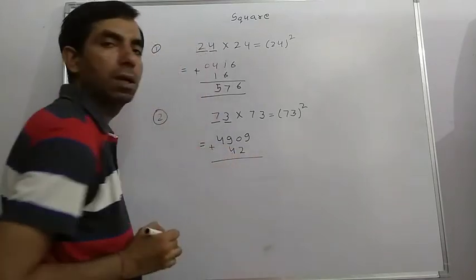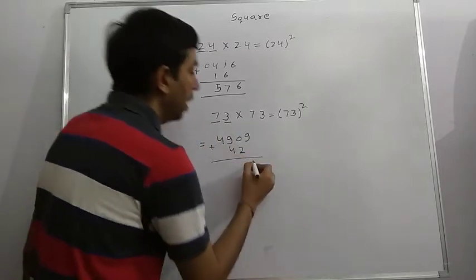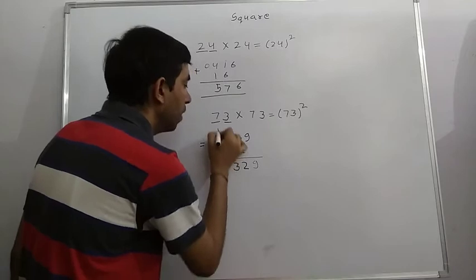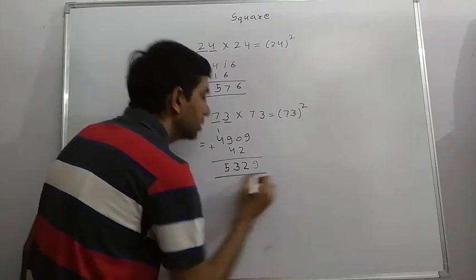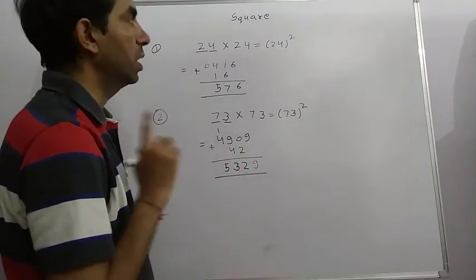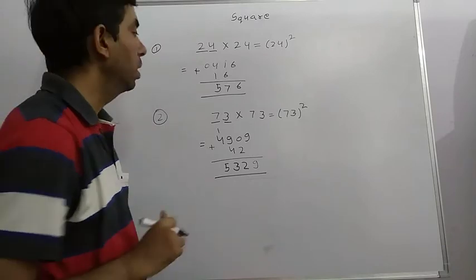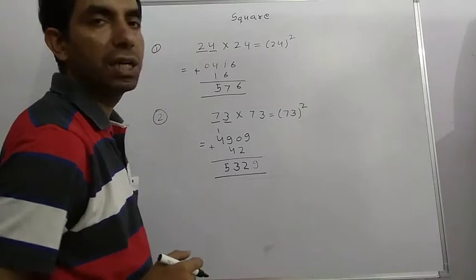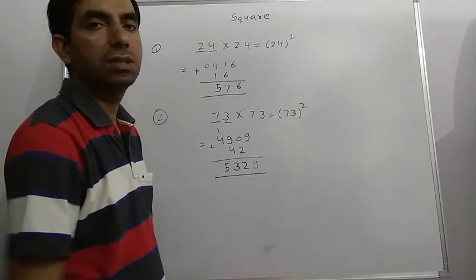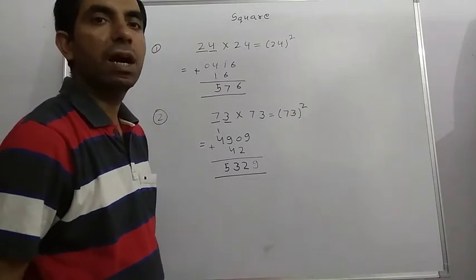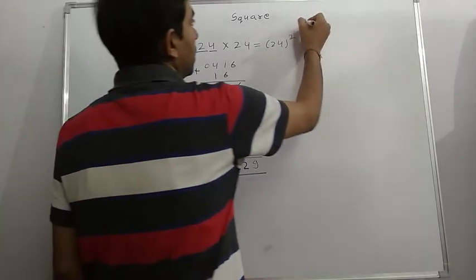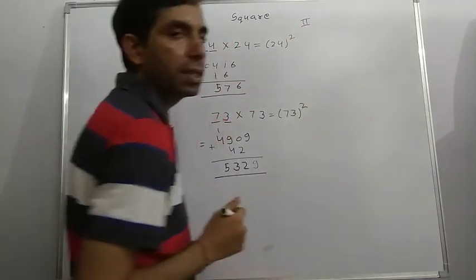Then add the numbers. 9 is as it is. 2 plus 9 plus 4 is 13... 3 plus 1 is 13, 1 carry, and 5. So the answer is 5329. It is our solution, the square of 73. In this method, we can find the square of any number in less than 5 seconds. We have another method for finding the square. We will also learn that method.